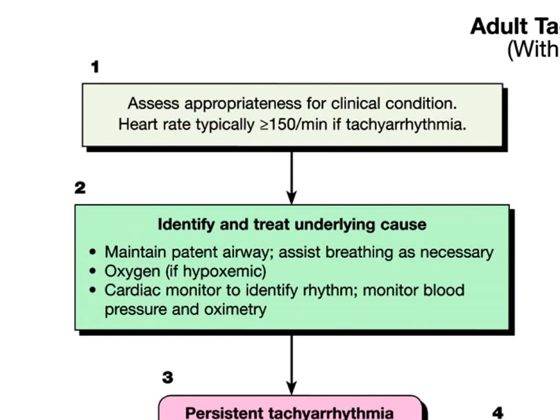oxygen if your patient has an O2 saturation of less than 94%, or if you're unable to get an accurate measurement and you believe there's a chance that there's hypoxemia. And then a cardiac monitor to identify the rhythm, which probably means a 12 lead, or at least multiple leads, to get a good view and identify the rhythm. And continuing monitoring the blood pressure and oximetry.